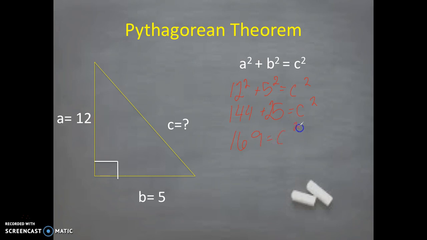a squared plus b squared is equal to c squared. To undo or to get rid of the exponent, you have to do the square root. So c is equal to 13.